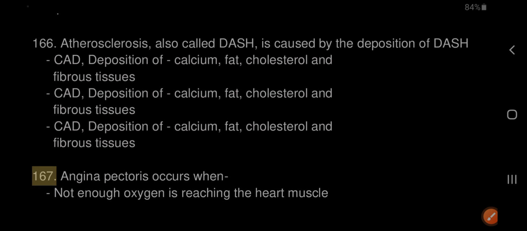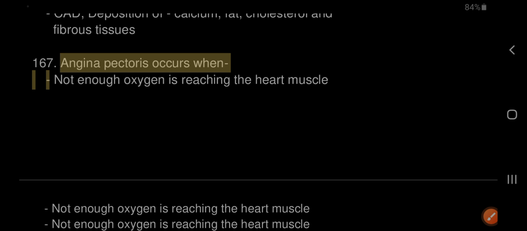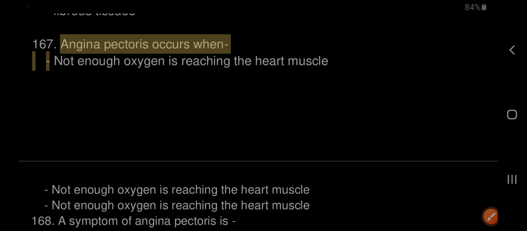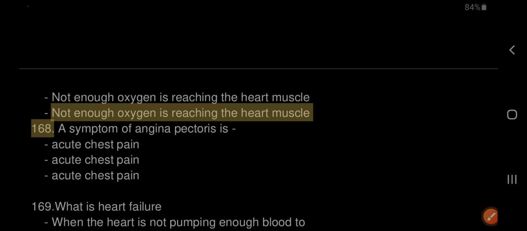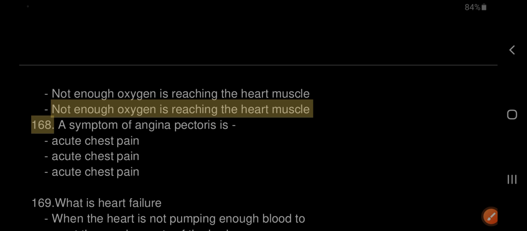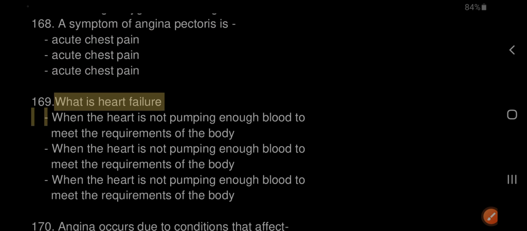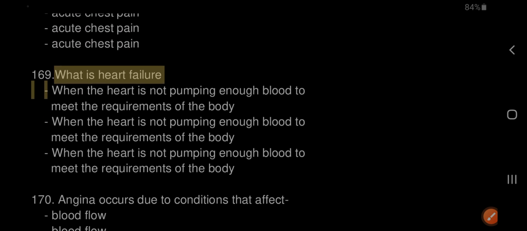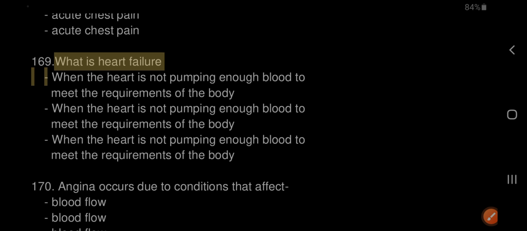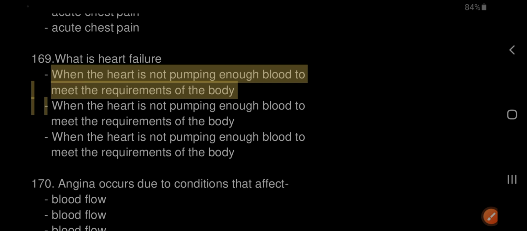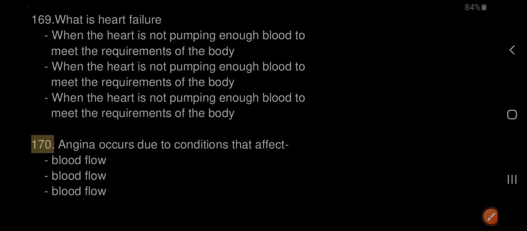167. Angina pectoris occurs when not enough oxygen is reaching the heart muscle. 168. A symptom of angina pectoris is acute chest pain. 169. What is heart failure? When the heart is not pumping enough blood to meet the requirements of the body. 170. Angina occurs due to conditions that affect blood flow.